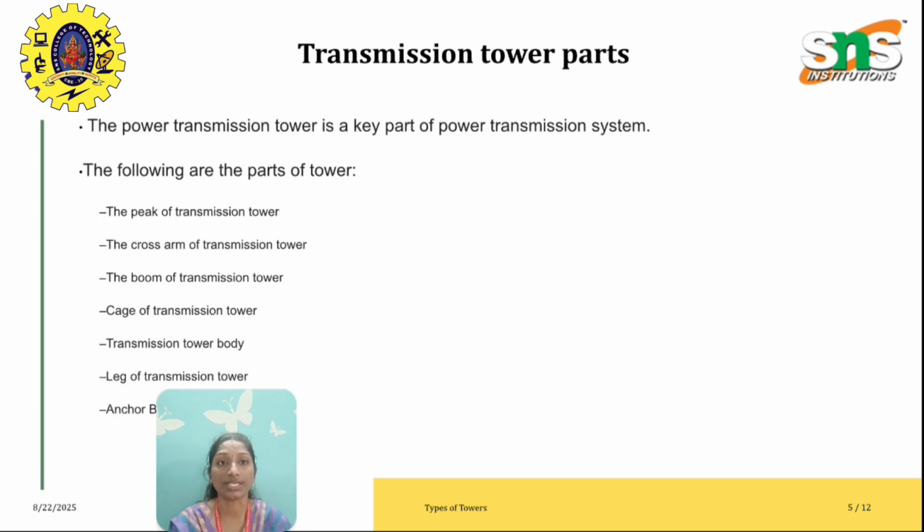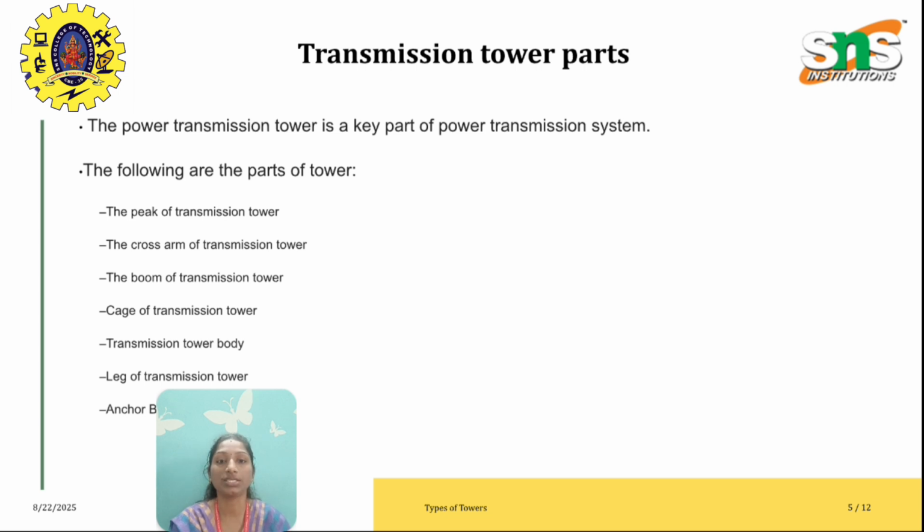Coming to the transmission tower parts. It is a long structure which we see, but it has different parts. The following are the parts of the tower: the peak of the transmission tower, the cross arm, the boom, the cage, the transmission tower body, the leg of the transmission tower, and the anchor bolt assembly. From the names themselves, we can judge what they may be.